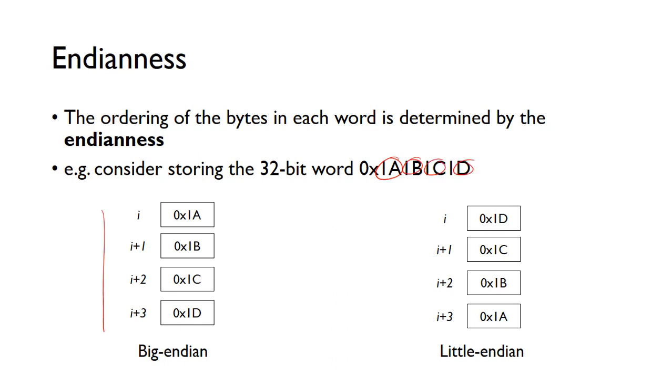With big endian, we start storing from the big end, because with the hex value, this is the most significant byte, and this is the least significant byte. With big endian, we start with the most significant byte, and with little endian, we start from the least. So for this example, it would be stored 1D, 1C, 1B, 1A. So the order of the bytes within these words is determined by the Endianness.